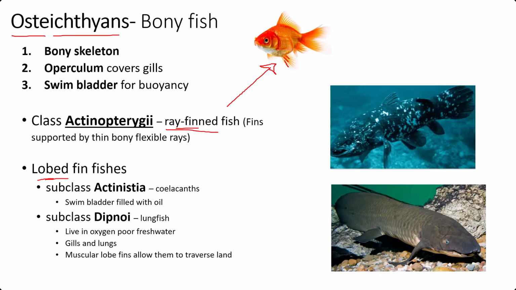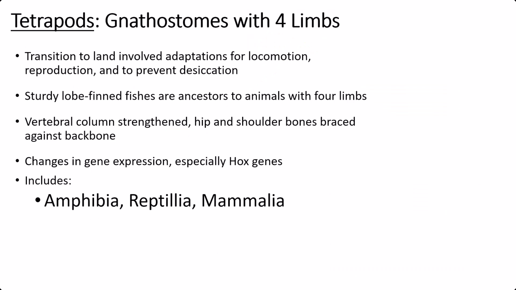These lobe-finned fish have thicker, more muscular fins here. Like, look at this lungfish down here. That is a thicker fin for sure. That brings us to tetrapods. That root word tetra means four, pod means foot. So these are gnathostomes, so jawed organisms with 4 limbs. It doesn't technically have to be 4 actual feet, but 4 limbs.